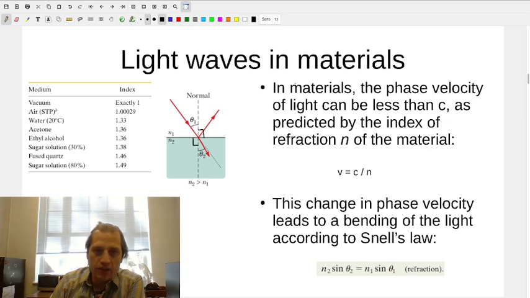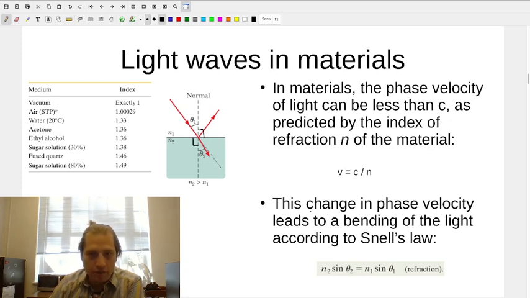And as we say, in materials, the phase velocity of light can be less than c, as predicted by the index of refraction of the material. So here's some indices of refraction. In vacuum, the index of refraction is exactly 1. That just means that if we look at this relationship, v equals c over n, the speed is just c. But if we have something like water, where the index of refraction is right around 1.33, the speed would be the speed of light divided by 1.33.